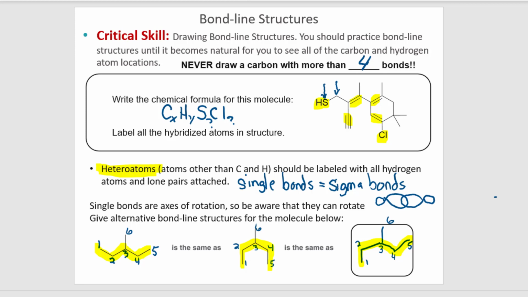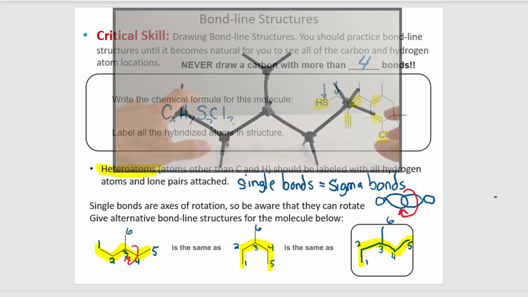There is rotation around a single bond. So every single bond can rotate. Any one of these can rotate. Even the carbon-hydrogen bond can rotate. It's just a single sigma bond. Free rotation exists among all single bonds, so they can orient however.